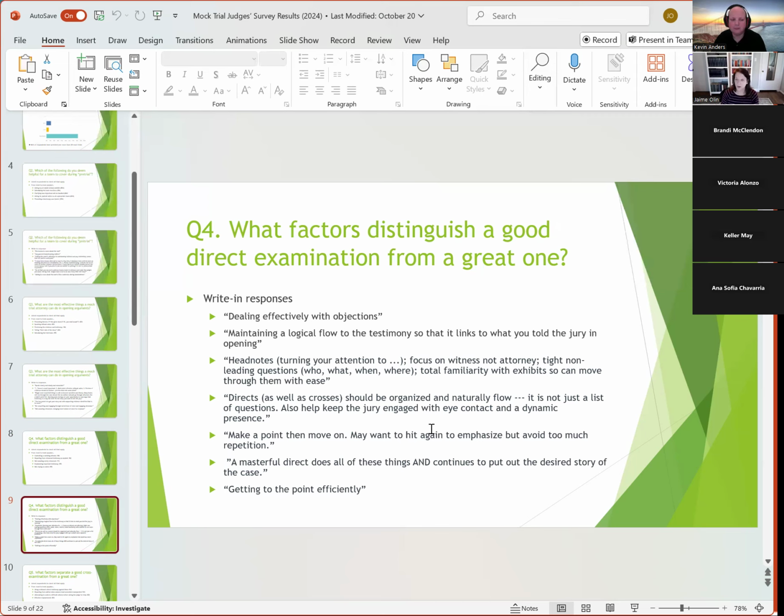So you don't want too much repetition. This is something I think a lot of young attorneys do. They realize, oh, this is such an important point, I'm going to make it 3 times. You have to be able to trust your audience, who in this case are the scoring judges, that if you make it once and you made it very clearly, you don't have to make it over and over again. And then getting to the point efficiently, that's kind of the same thing there.